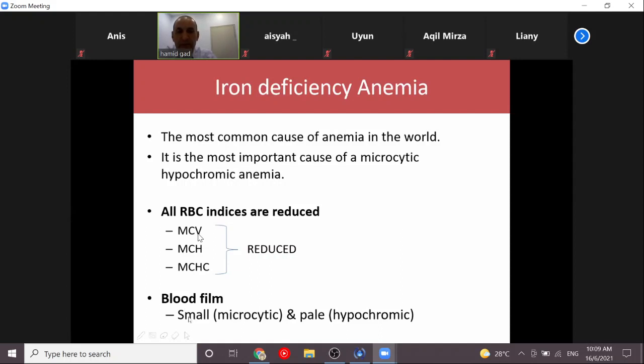If you do a blood film, the red blood cells are small, so it's microcytic, and it's pale, it's hypochromic. Pale means the central pallor is larger than normal. Usually the central pallor represents one third of the red blood cell. One third of the RBC is white in color, and the rest is pink. This is a normal red blood cell. If the central pallor is larger, almost all the red blood cell is pale or white in color. This is called hypochromic.